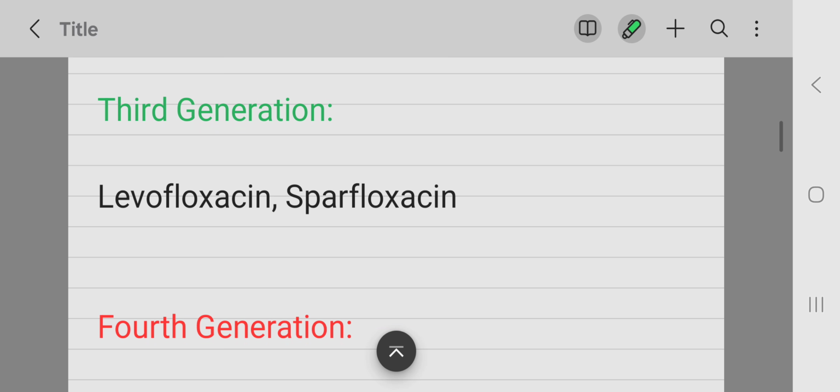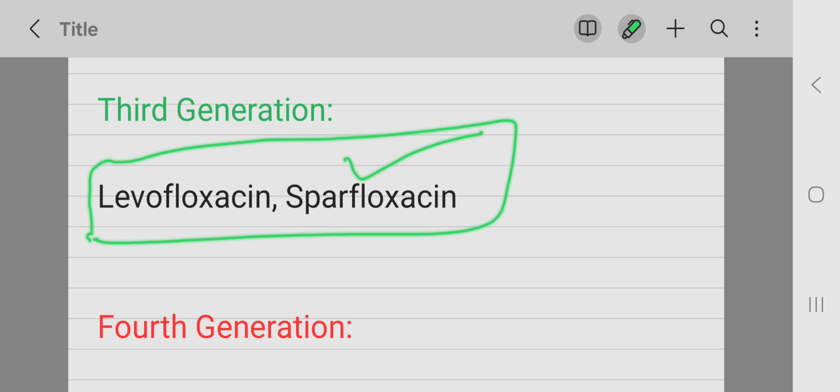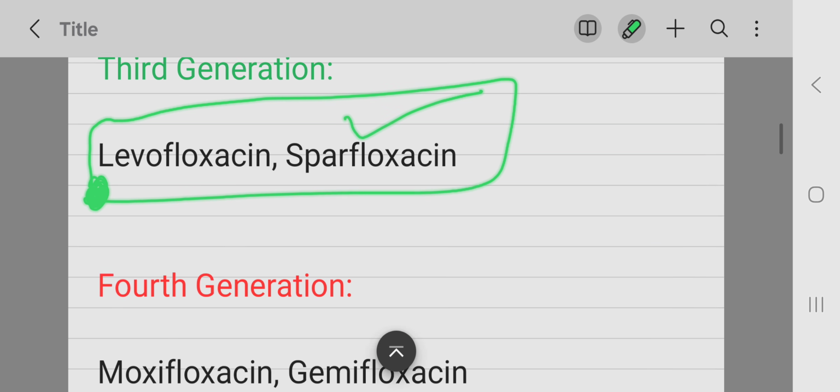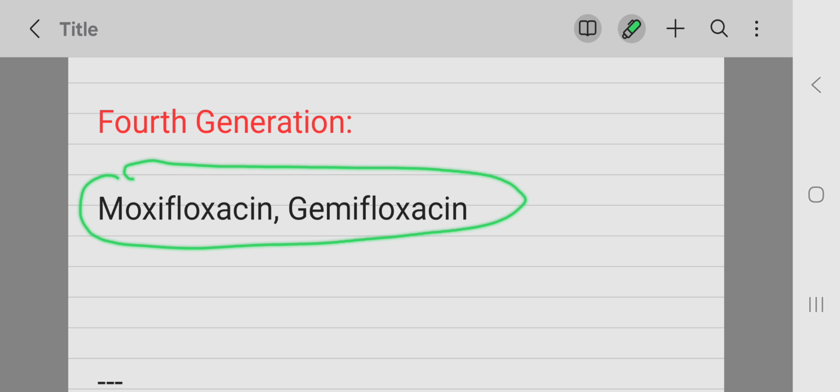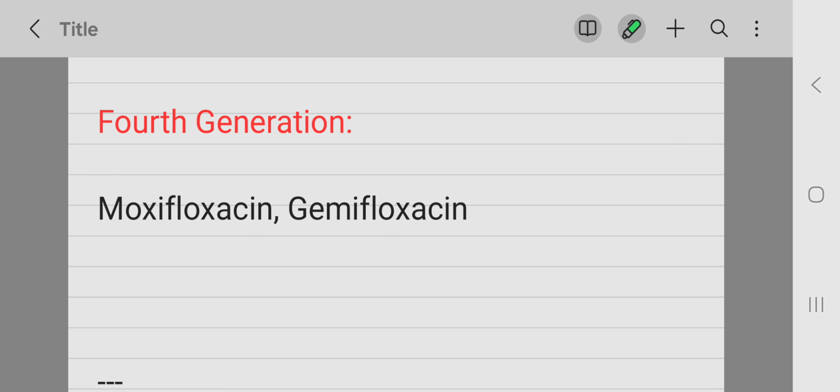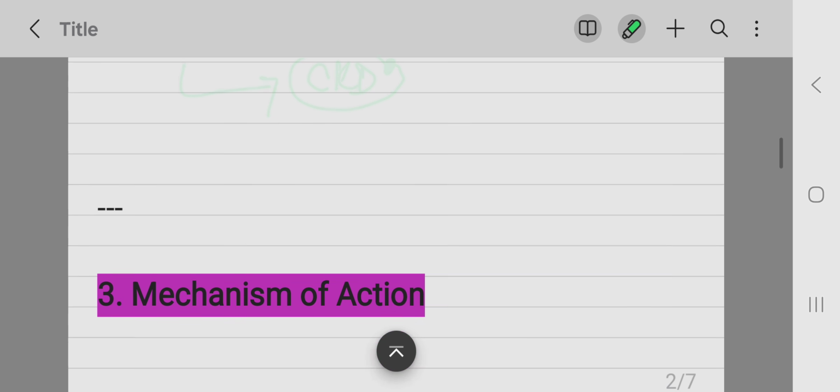Then we have third generation fluoroquinolones. These include levofloxacin, ciprofloxacin. These are also known as respiratory fluoroquinolones because these are mostly used in the pneumonias. And the fourth generation includes moxifloxacin and gemifloxacin. Moxifloxacin is used in respiratory tract infections, also in skin infections, and it should be remembered that it is safe in CKD, so it can be given to patients who have CKD.